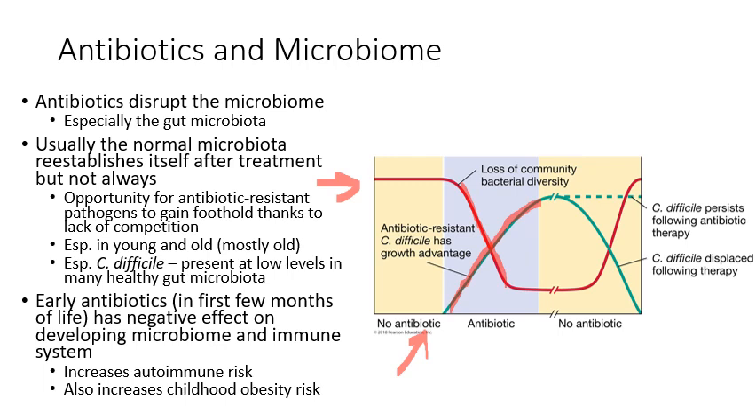Usually, the normal microbiome will reestablish itself, and if the normal microbiome reestablishes itself, then C. difficile will shrink back down to a low level. But sometimes that doesn't happen, so in the dotted line that's showing like C. difficile basically just taking over the microbiota for the gut.